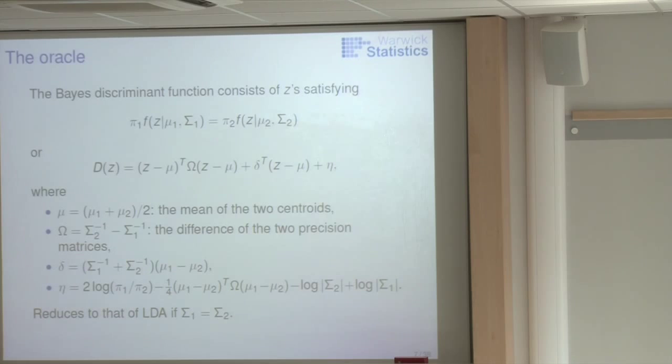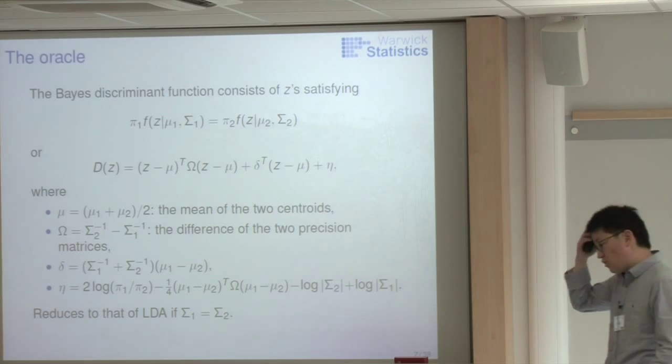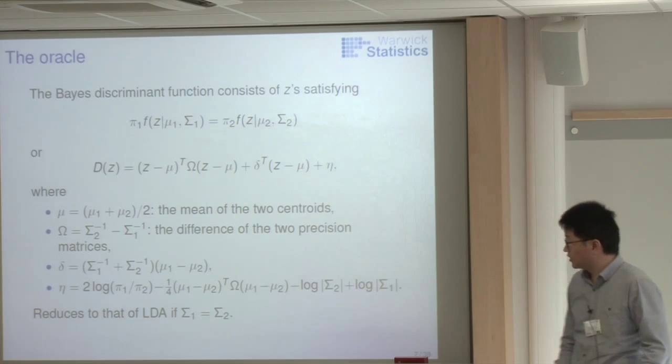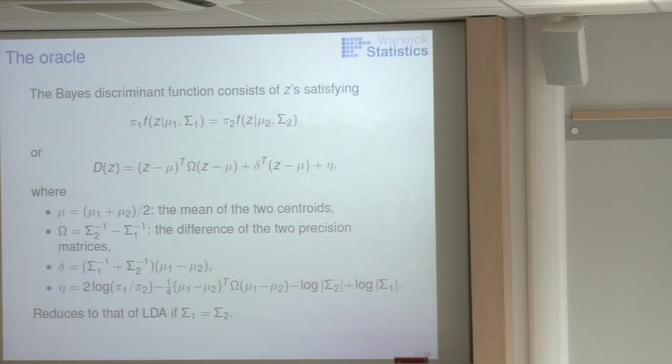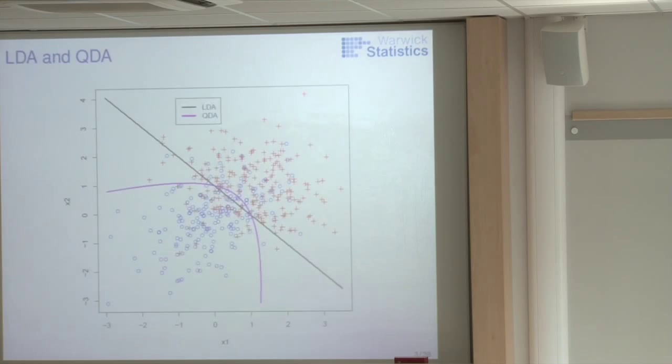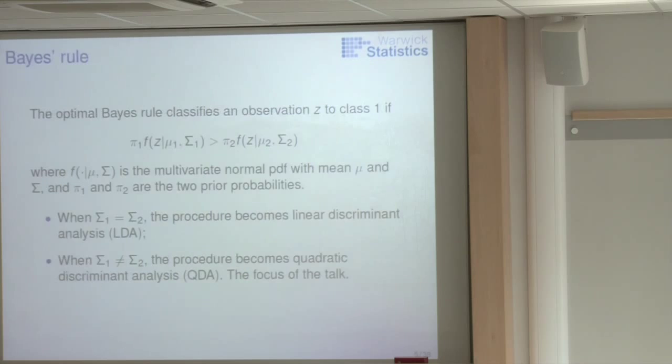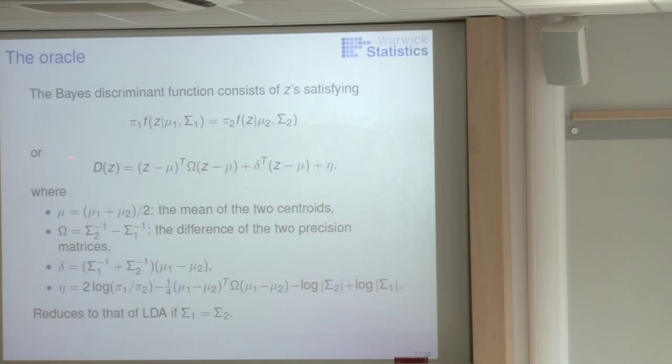Okay? So again, we are going to look at the optimum Bayes rule. It turns out that the Bayes discriminant function consists of all the z's satisfying this function. So this is basically what I draw in this figure. I find all the z's such that the two probabilities are equal. So we can look at the classification boundary by working out these two probabilities.